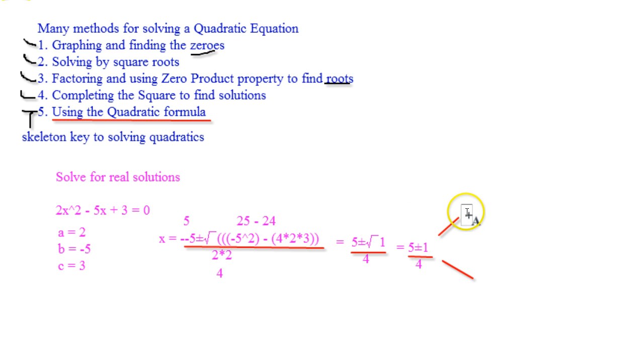So in one of them, I'm going to have 5 plus 1 divided by 4, and that's going to be 6/4, which turns into 3/2. Okay, pretty simple, pretty straightforward. All right, now the other one is going to be 5 minus 1, divided by 4 equals 4 divided by 4, which is just 1. And voila, I have both answers of that.